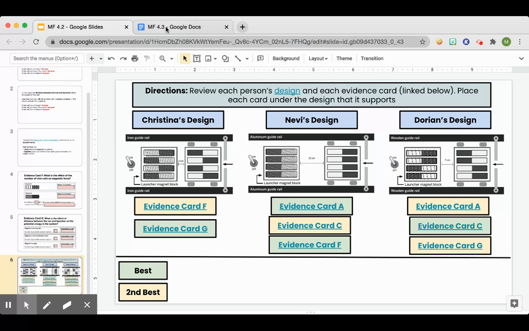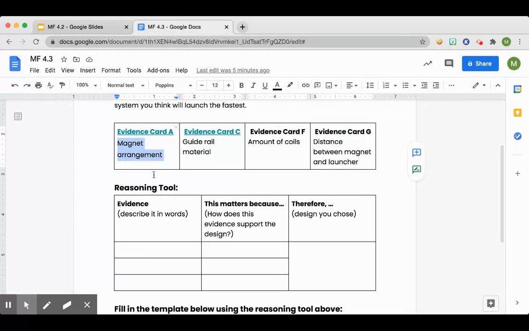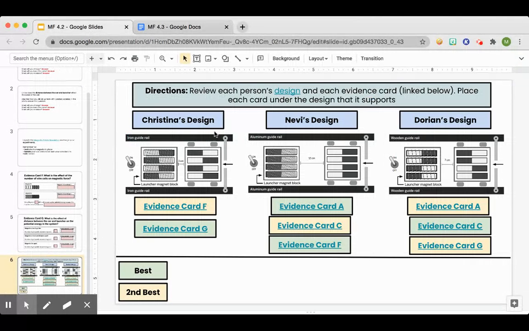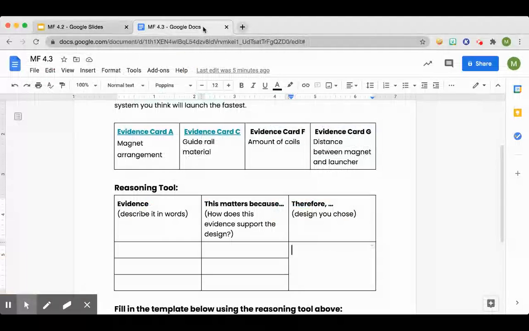There is no right or wrong answer for which design will be the fastest, unless we actually ran these experiments and took data. So after deciding which one you think is the best, you are going to explain in words. Here you will put the design. So let's say there's another person, Bob, and I chose Bob's design. So I would put, therefore, Bob's design.